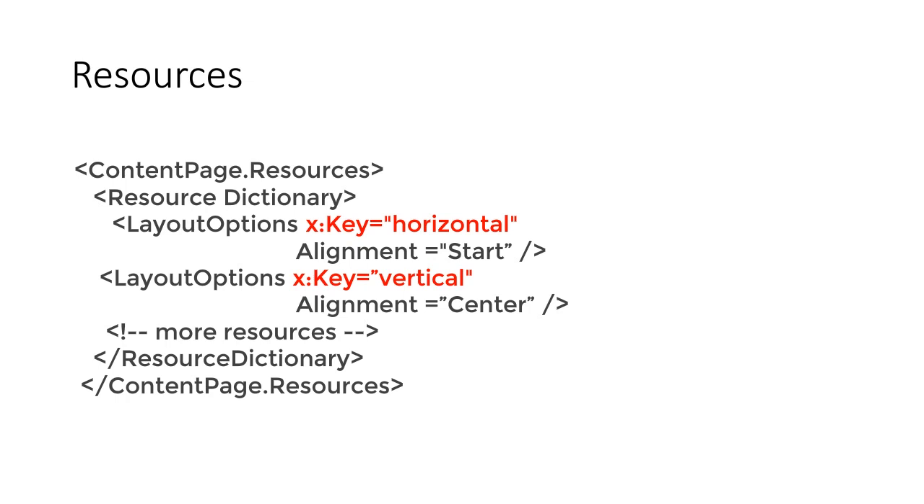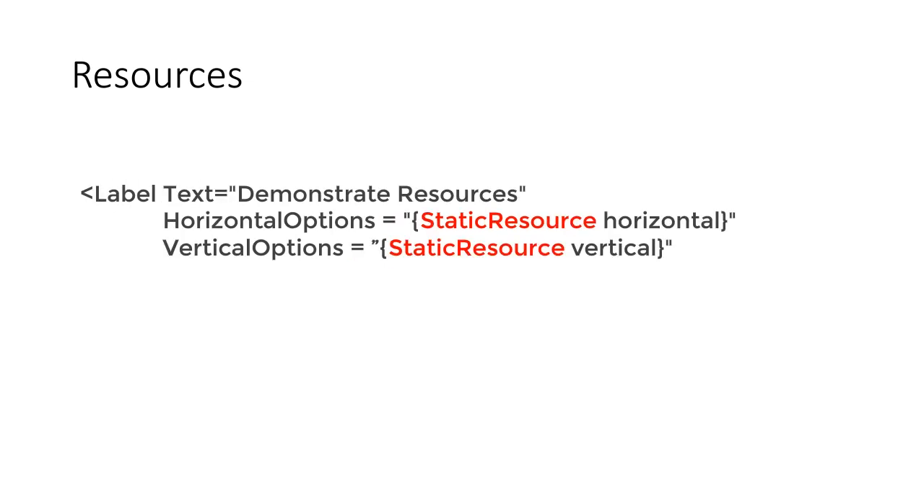You use a resource by setting it as a parameter to a view in XAML. For example, here we have a label whose text is Demonstrate Resources. Now we want to set its horizontal options, and we want to use the resource whose key is horizontal. We do so using the keyword static resource and then the key horizontal, and we put all of that in curly braces.